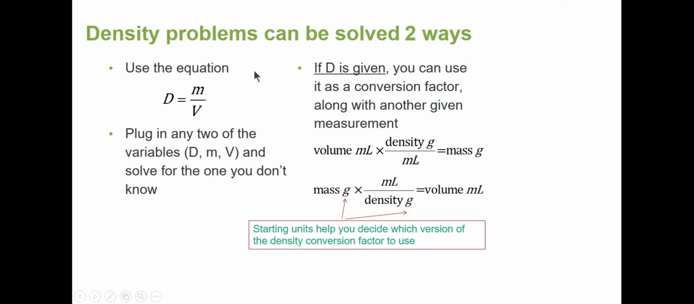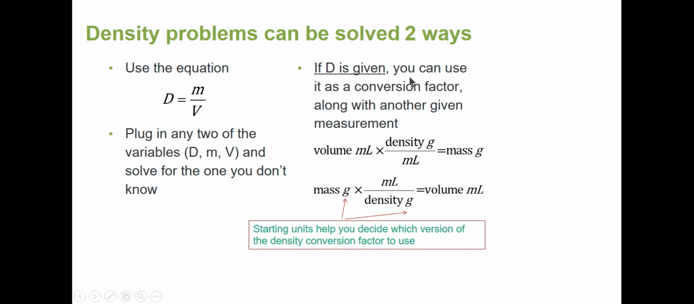Okay, so I can do density problems two ways. I can use the equation, right? Any two things I give you, you solve for the other one. So if I give you density and volume, you put them in and solve for mass. If I give you mass and volume, you solve for density. If I give you density and mass, you solve for volume. So that's an algebraic way. And this is not hard algebra.